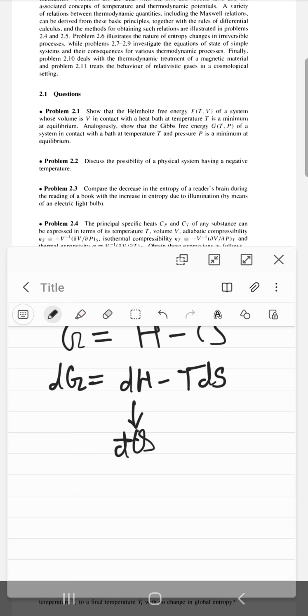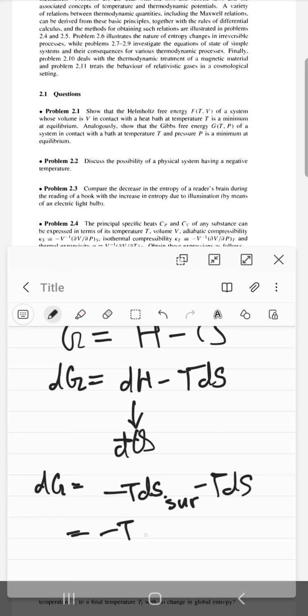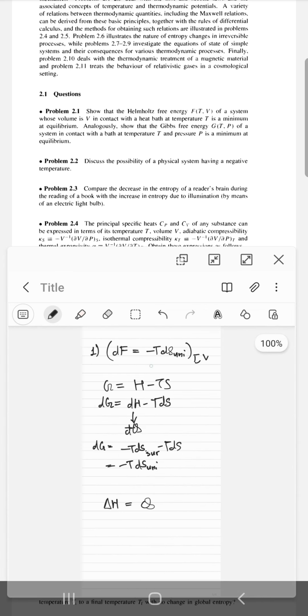But then once again we know that we can write dq as minus T dS surrounding, and so this just becomes dG is equal to minus T dS surrounding minus T dS, and so that's just minus T dS universe. And so now we have the other equation as well.